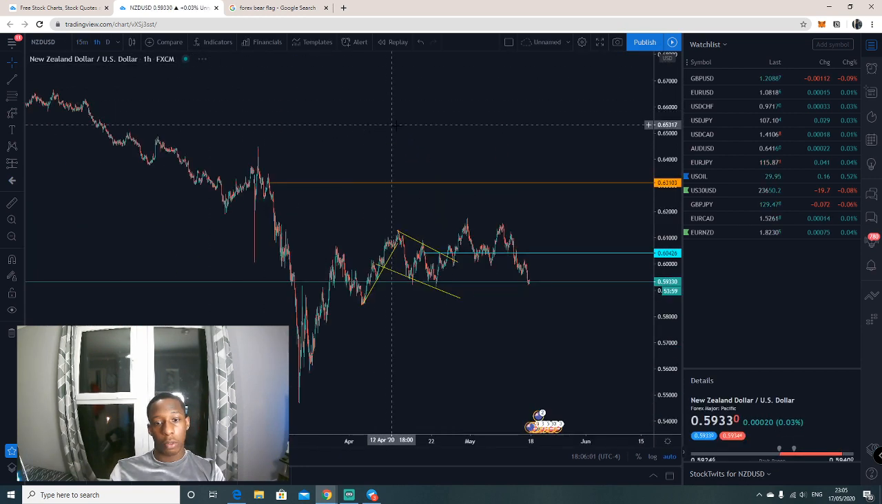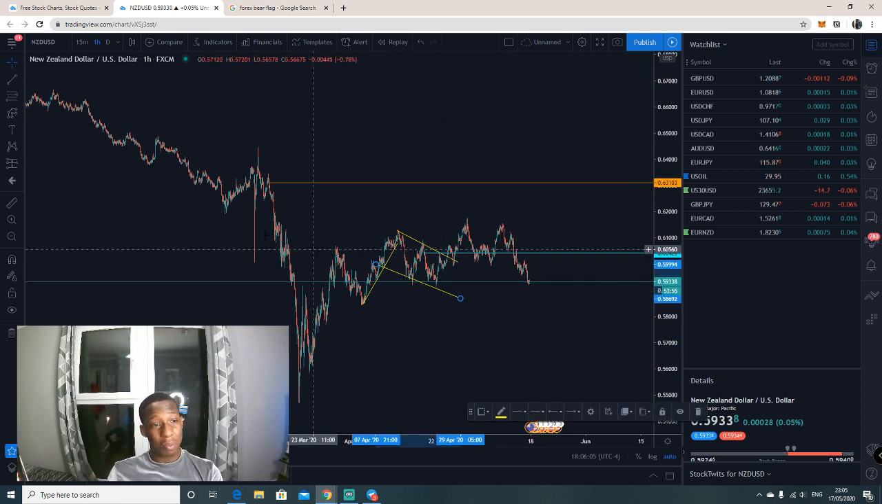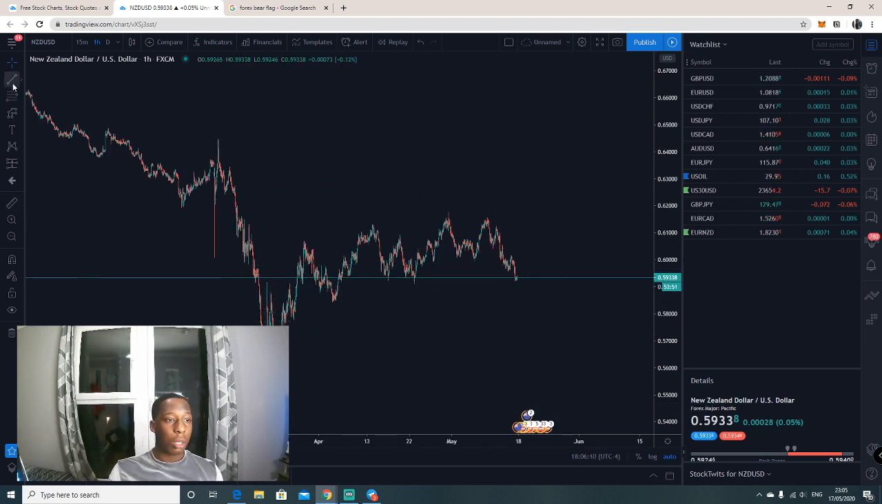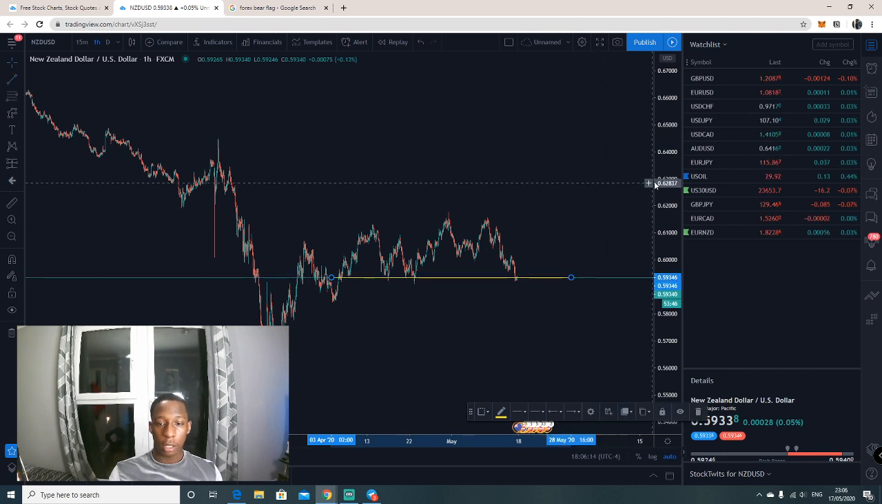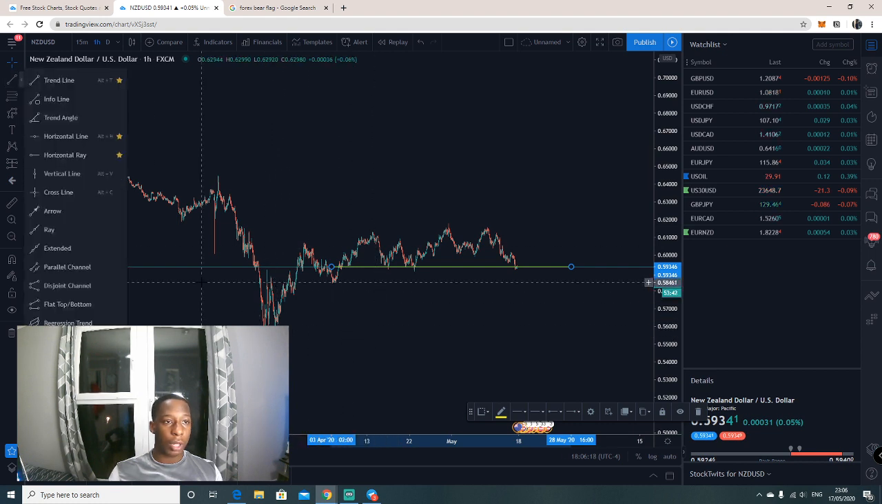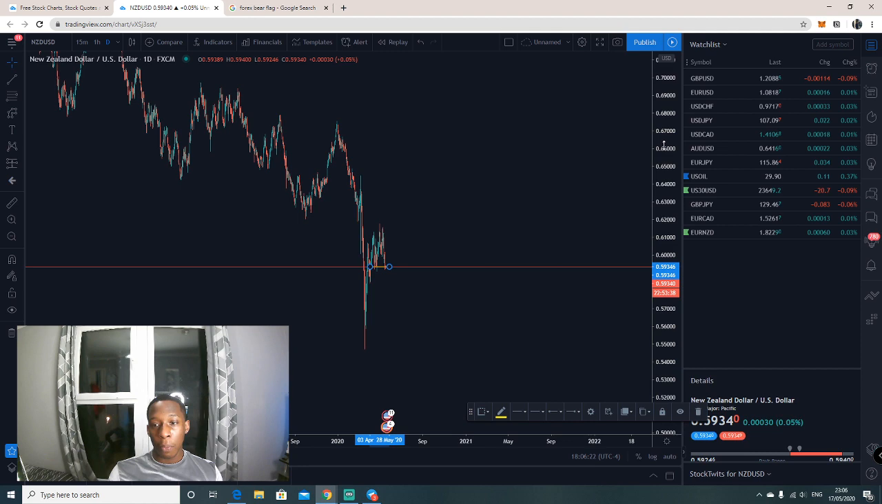Just going to the hourly time frame. Oh, this is really messy. Let me just start this again. Buys. Just from that support level on the, I don't know, but this is on the daily. That's not hourly time frame. My bad. Don't be looking for buys.